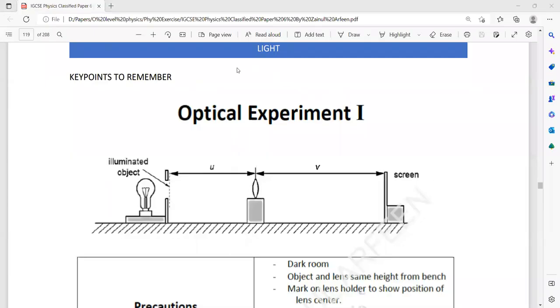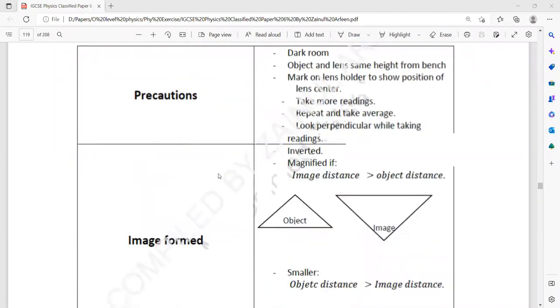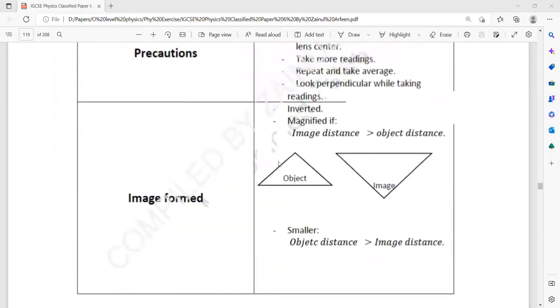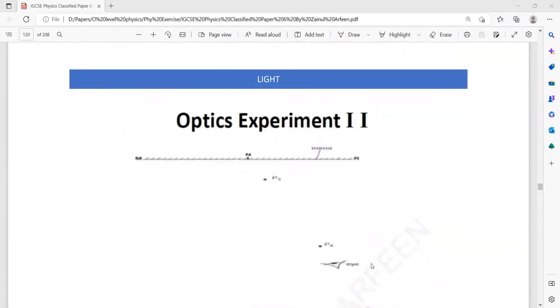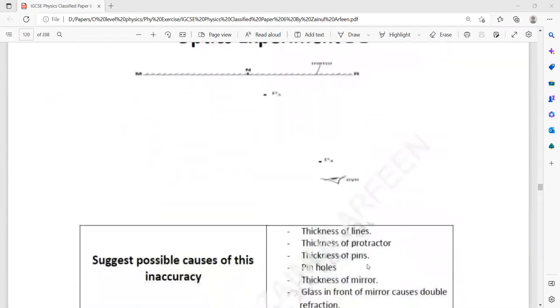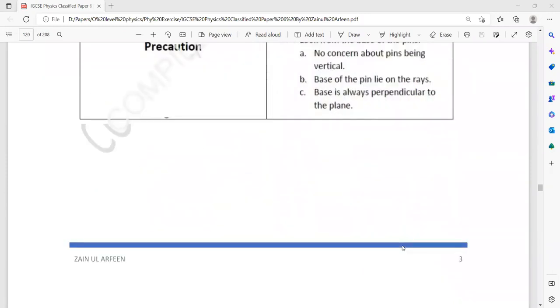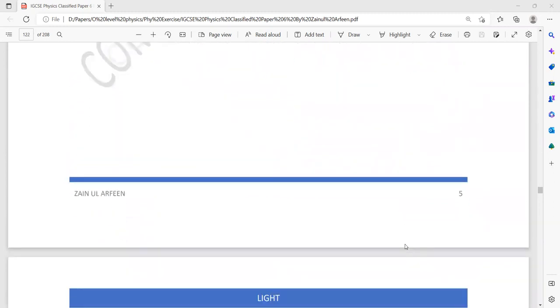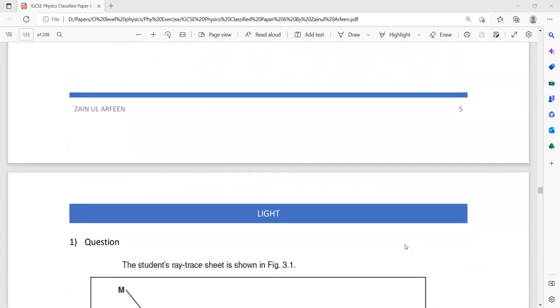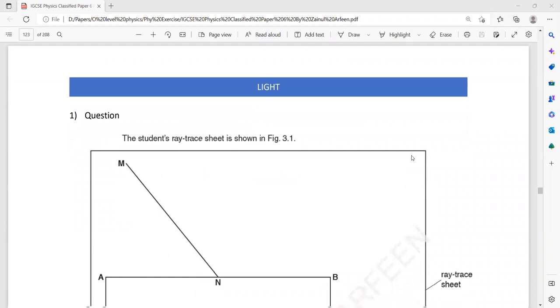So the classified paper 6 topic light, you have to go through these points. About the lenses, we will discuss later. Today we did refraction of the light through prism and glass block. That we'll do today, the questions related to that part. But there are lens questions as well that we will solve in the coming week.